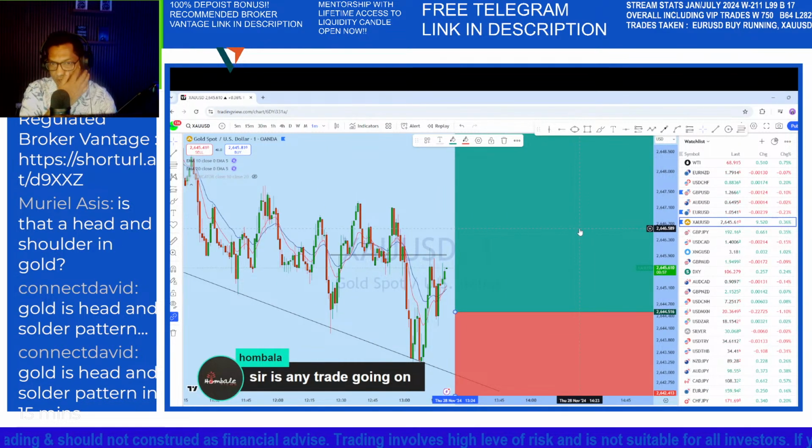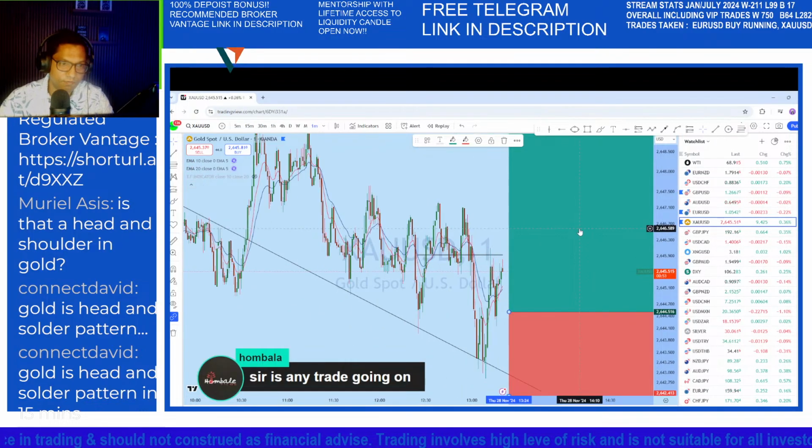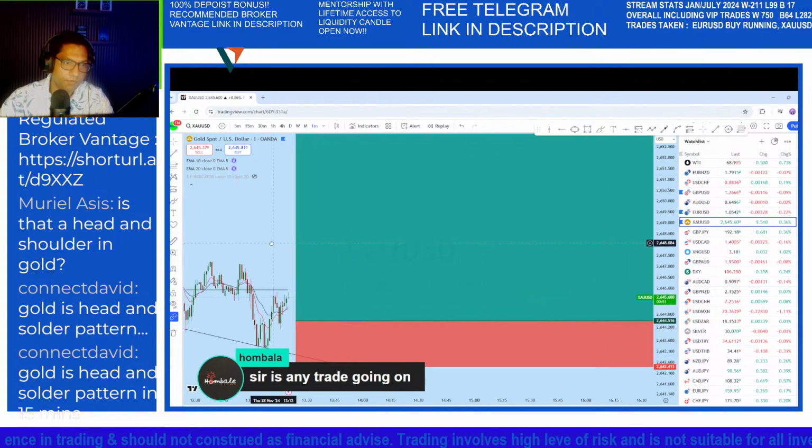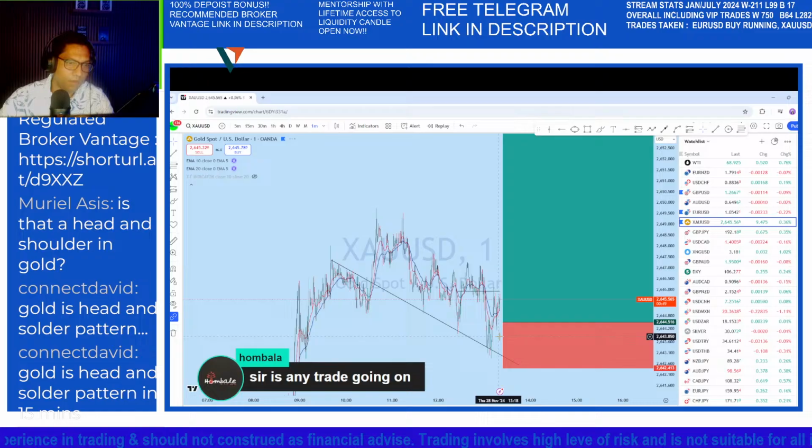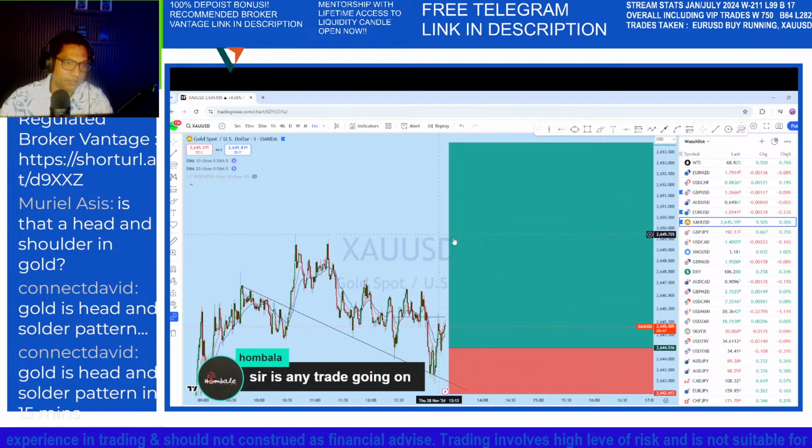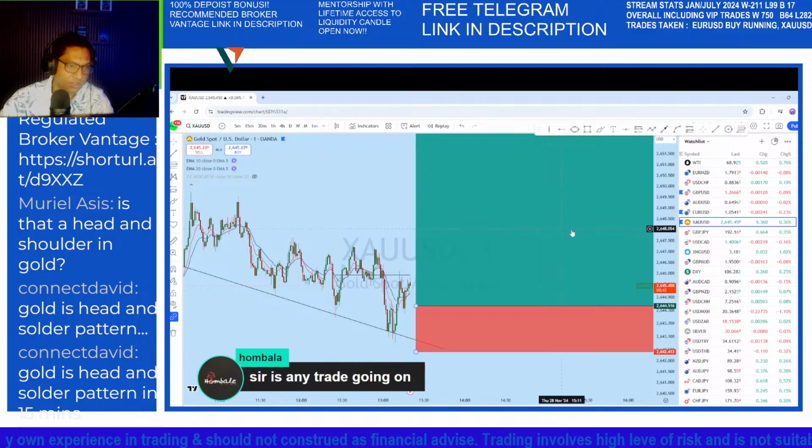Well done, well done. And here we will hold it. Multiple time liquidity grab, and I think if it is trending, we should be able to see that potential bounce here.